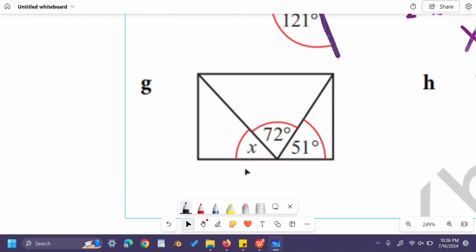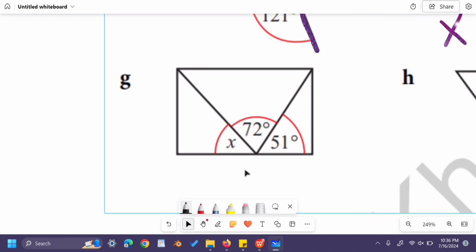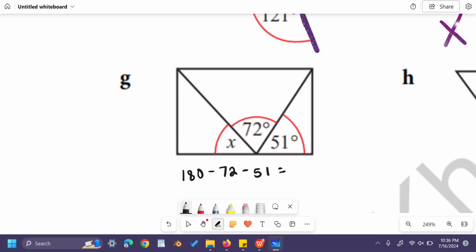All right, so now this is a very simple question. This is a straight line, this is actually an envelope. All right, but we can see this is a straight line as well, and on the straight line we have x, 72 and 51. So we know that we need to minus them from 180 degrees, and we are left with the answer, which is going to be 57 degrees. So x is 57 degrees.